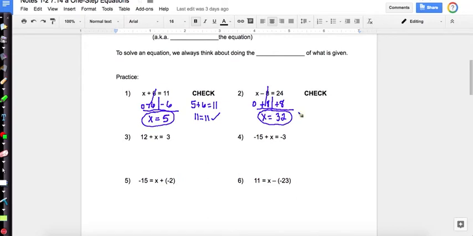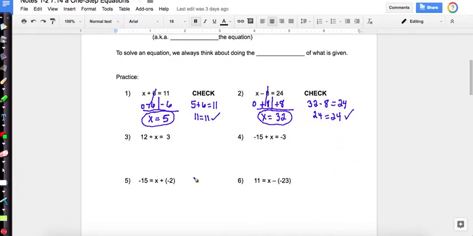Now let's see if our answer is correct. So it says x minus 8, so we're going to take out the x and put 32 minus 8 equals 24. And 32 minus 8 is 24, so 24 equals 24. The left and the right side both equal each other, so I know it checks.